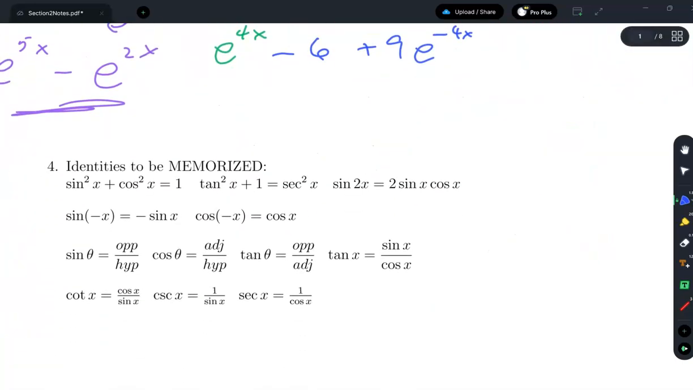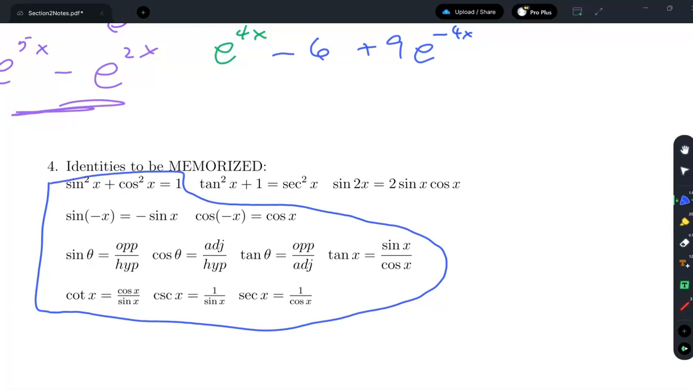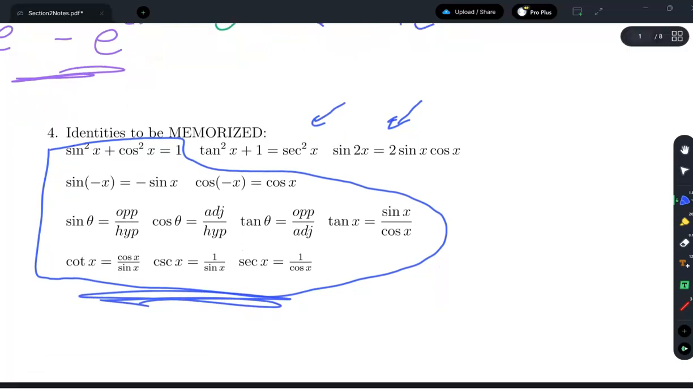All right, so these are important identities. You need to know all of these right away. We'll be introducing these two in about a month or so, but make sure you really, really know these identities.